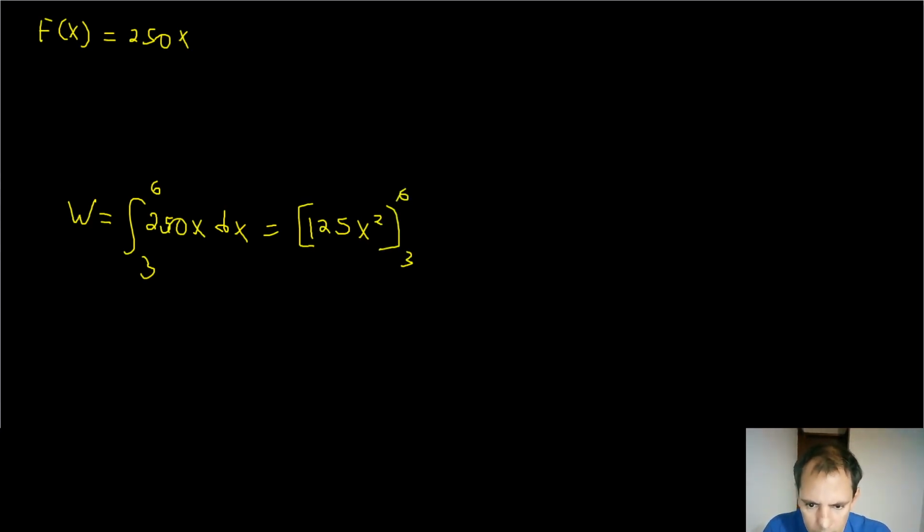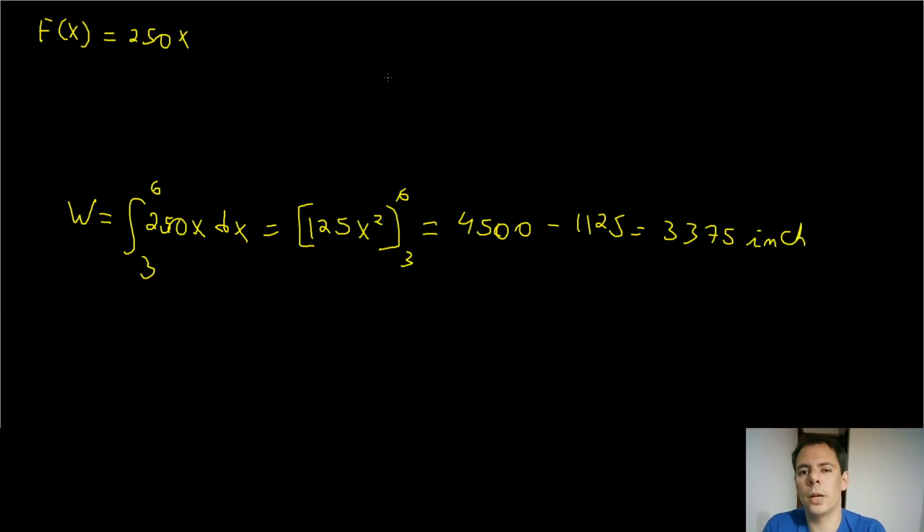Let me just, hold on. Okay. When you put a 6 in here, it'll be 36 times 125, which according to the book is 4,500. And then you have a minus 9 times 125, which will be 1125, and this equals 3375 inch-pounds. Because the distance was in inches, but the force was in pounds, so inch-pounds.